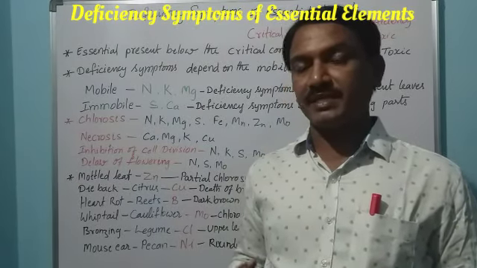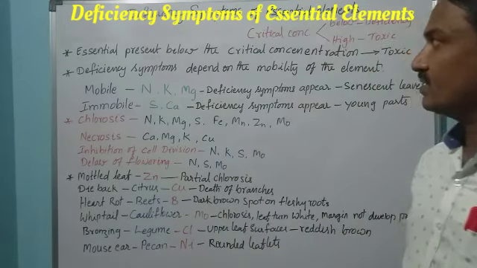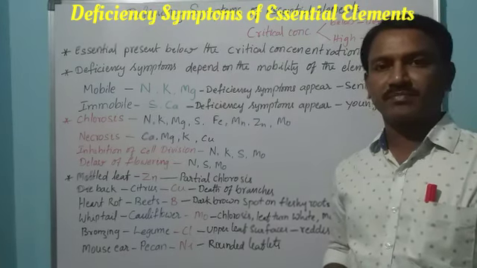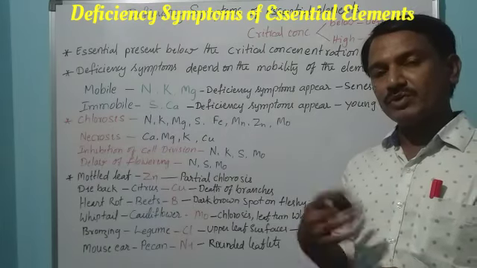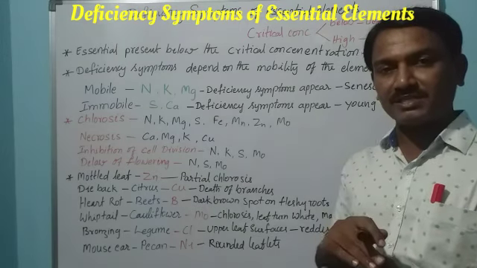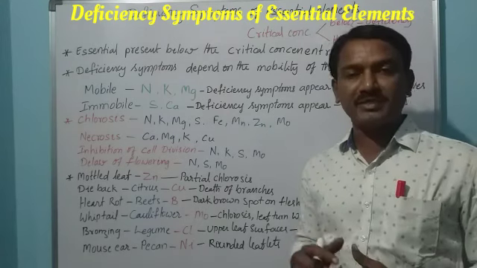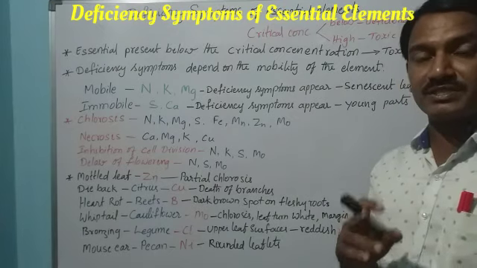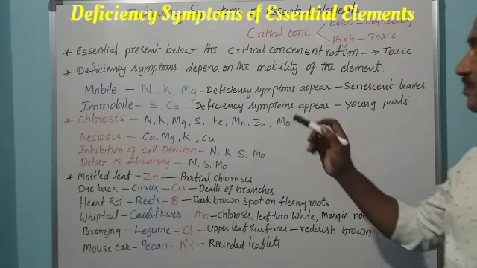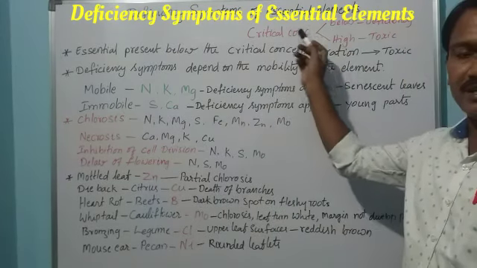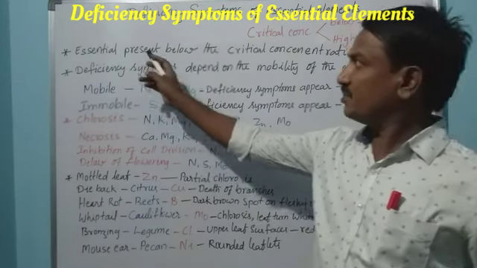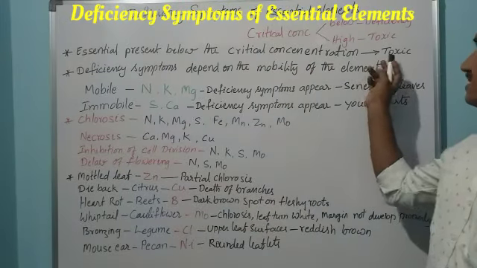When an essential element is present below the critical concentration, it is called deficient and causes deficiency symptoms in plants. When it is present above the critical concentration level, it is called toxic and leads to toxicity in that plant, right?